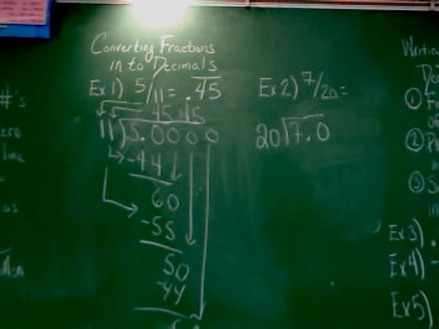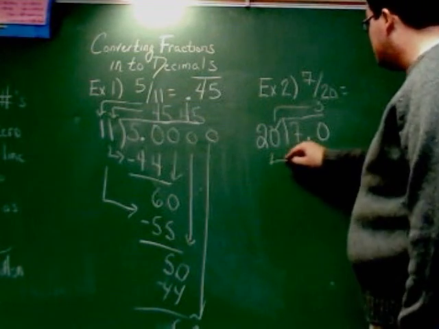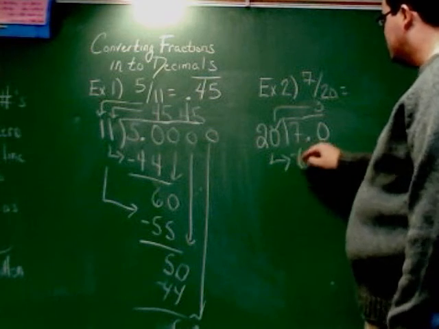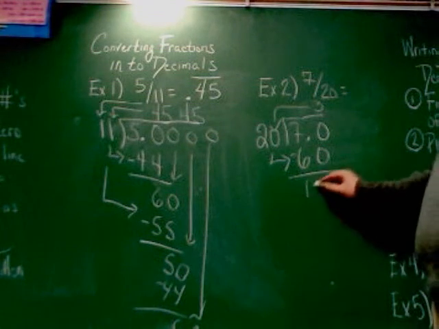Okay. 20 does go into 70. Remember, you ignore the decimal. 20 goes into 70 how many times? 3. 3 times 20 is 60. And I subtract. 70 minus 60. 10. Have a remainder, have to keep going, add a 0.